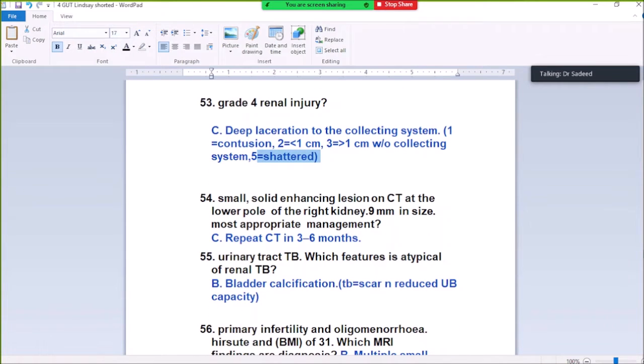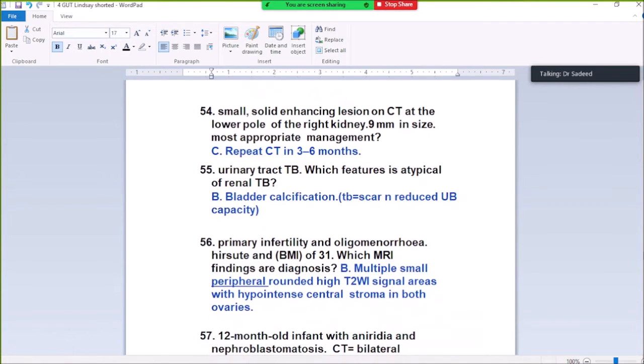Question number 54. Small solid enhancing lesion on CT at the lower pole of the right kidney, 9 mm in size. For appropriate management, repeat CT in 3 to 6 months, because it is small, less than 1 centimeter.